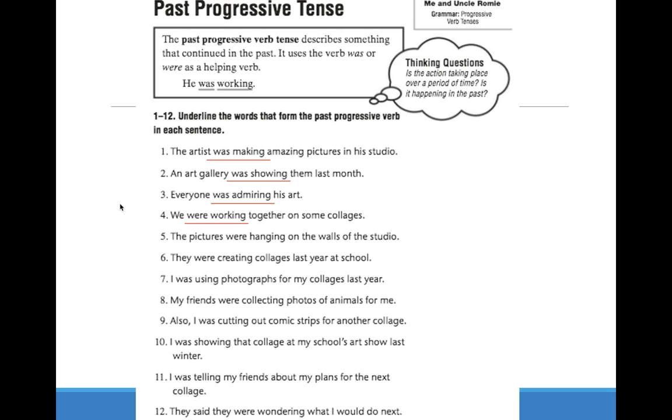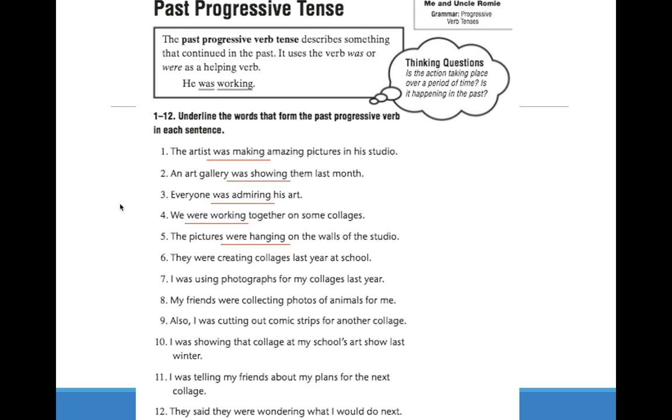Are you guys following along? So when it's past progressive, we have was or were as our helping verbs, and then the verb always ends in an ing. The pictures were hanging on the wall of the studio. Okay, so if you guessed were hanging, you were correct.